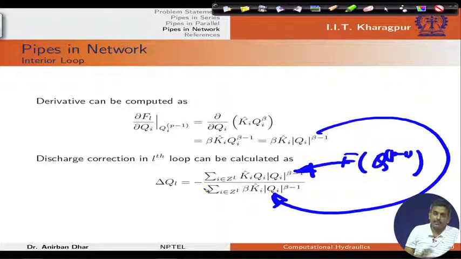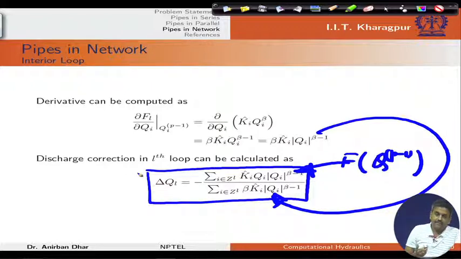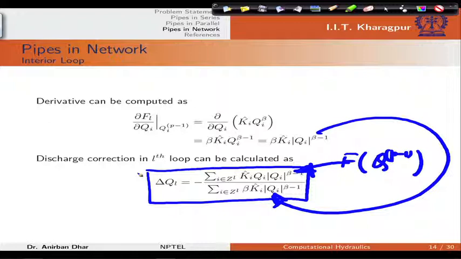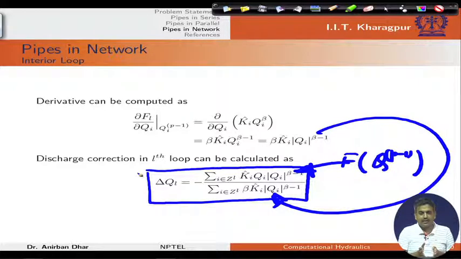So, for a particular pipe we have to add this value, and if the same pipe is shared by another loop, then during the calculation of discharge of that particular pipe in that loop, we need to subtract this quantity. So, if this increment is within the loop for a particular pipe, we have to add it. If it is coming from another loop, then we have to subtract it.